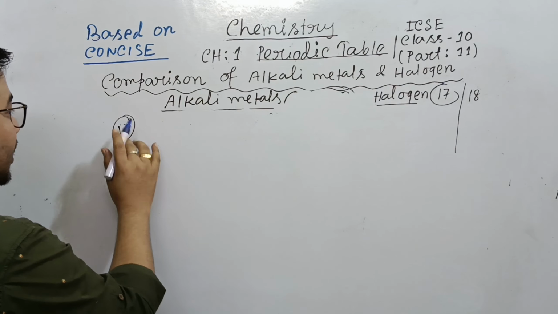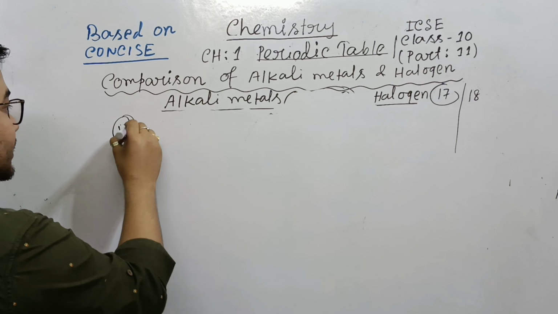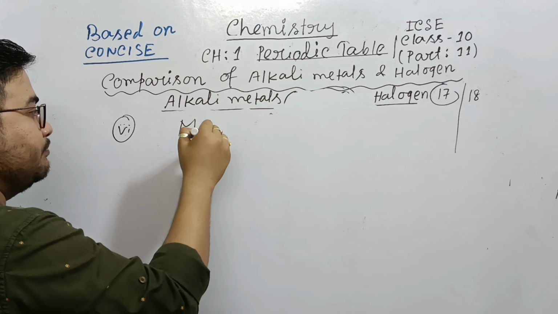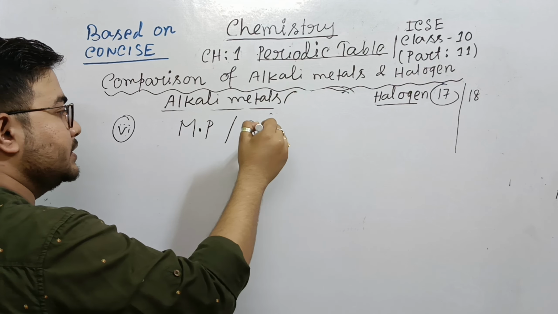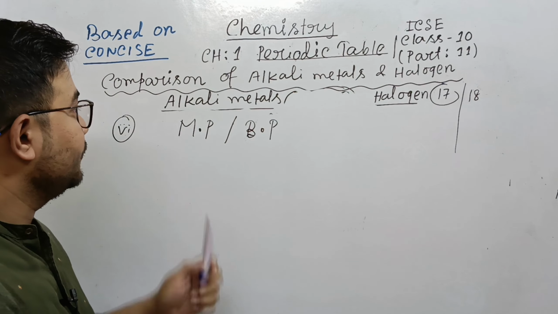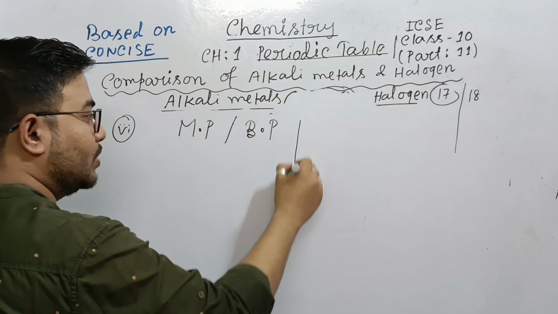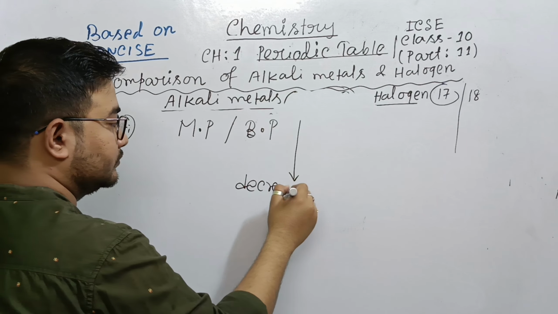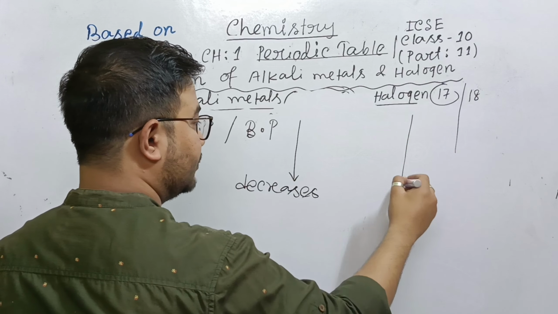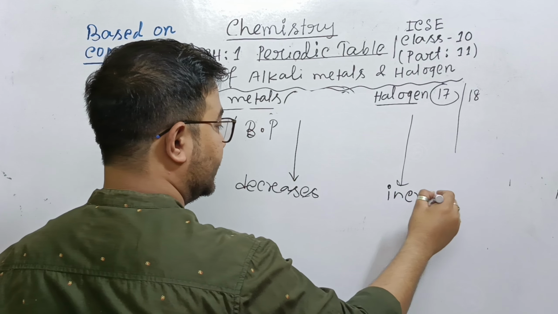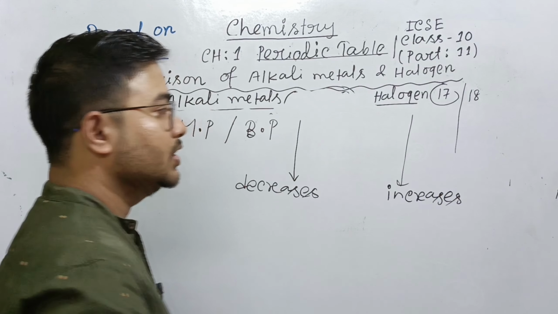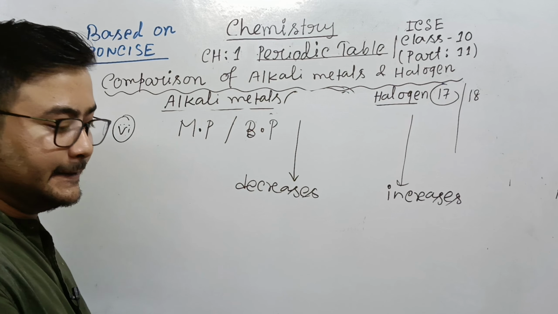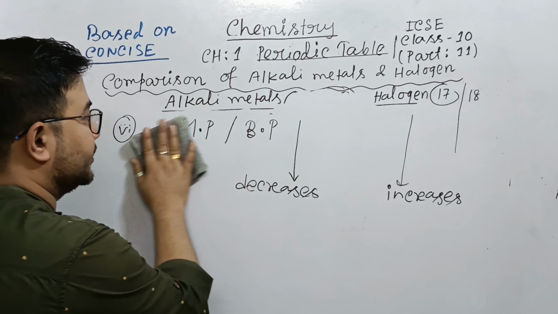Now another point, just memorize it: MP means melting point and BP means boiling point. Keep in your mind, for alkali metals, as we move downwards, melting point and boiling point decrease, and for halogens, as we move downwards, melting point and boiling point increase. Memorize this point. Okay, now the next point.